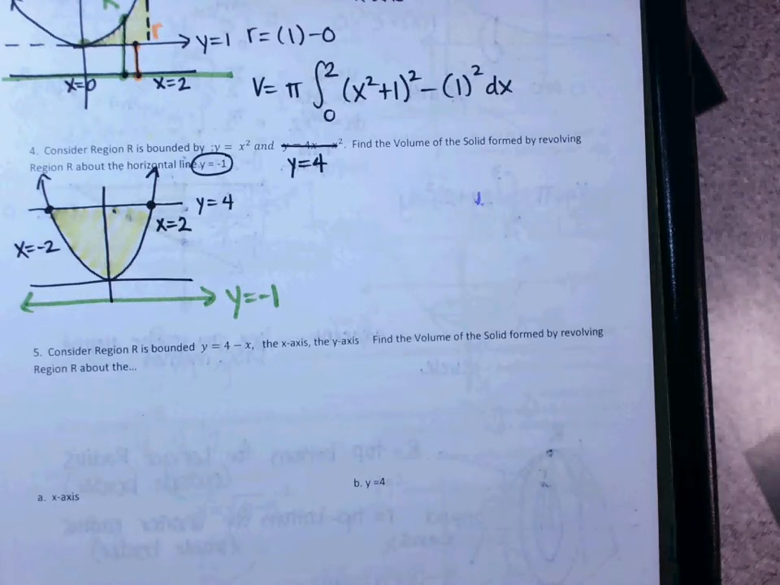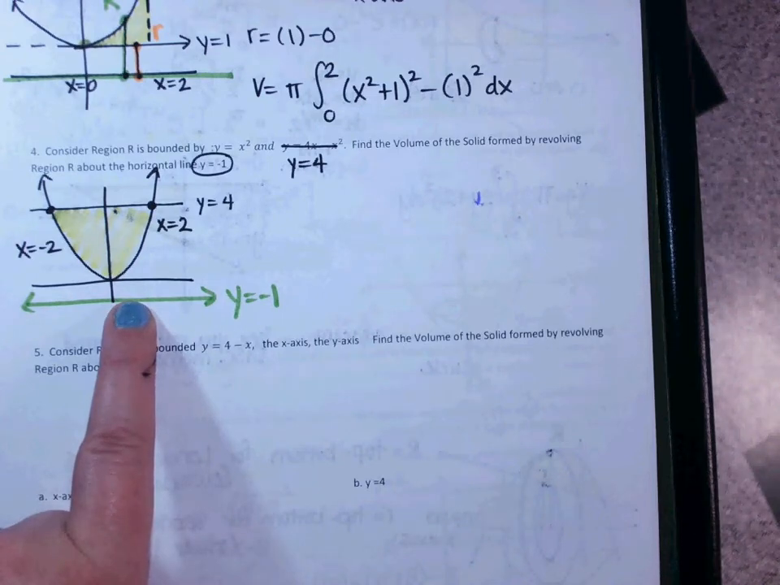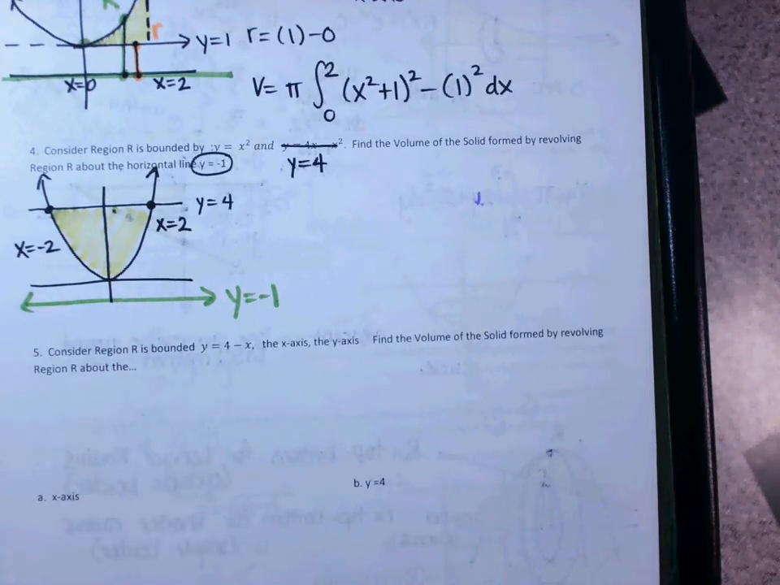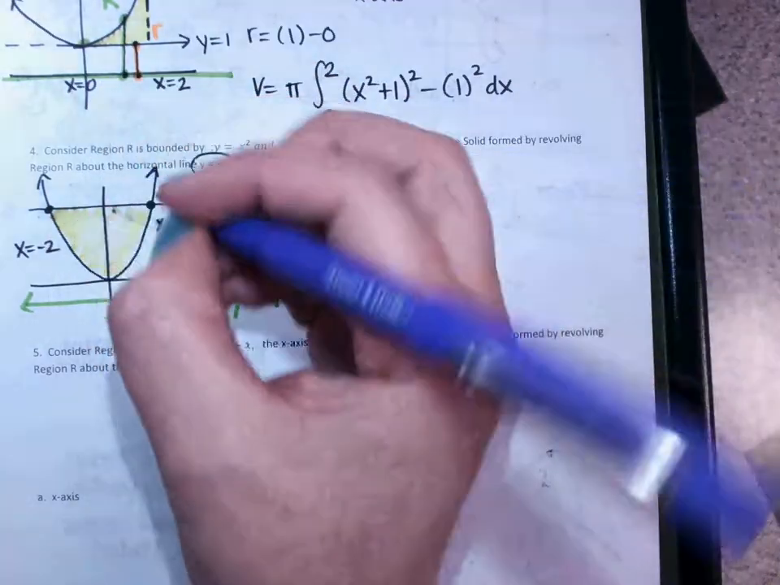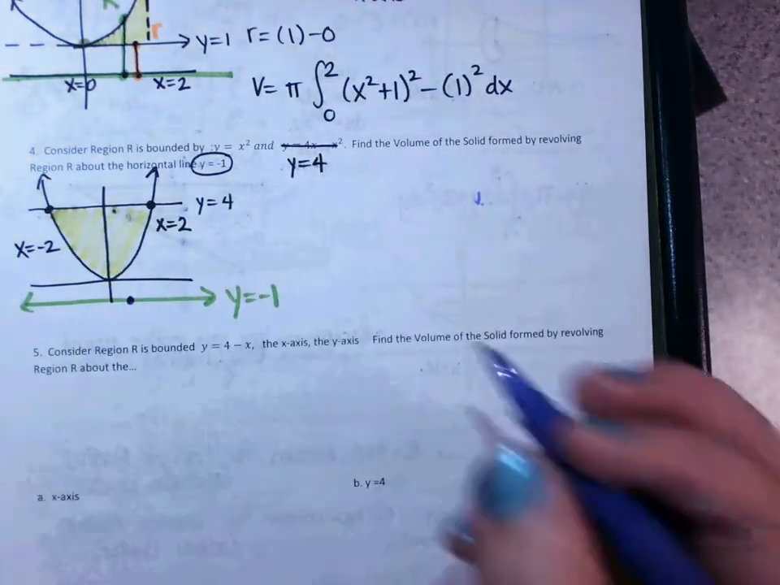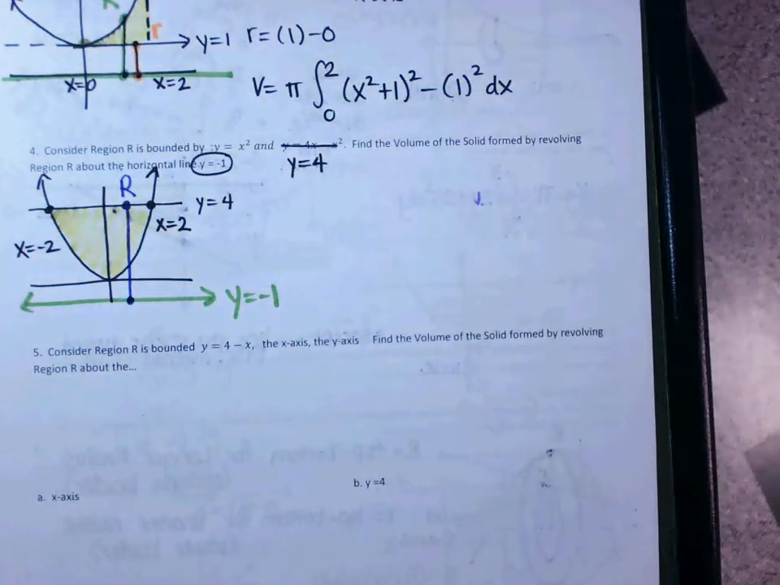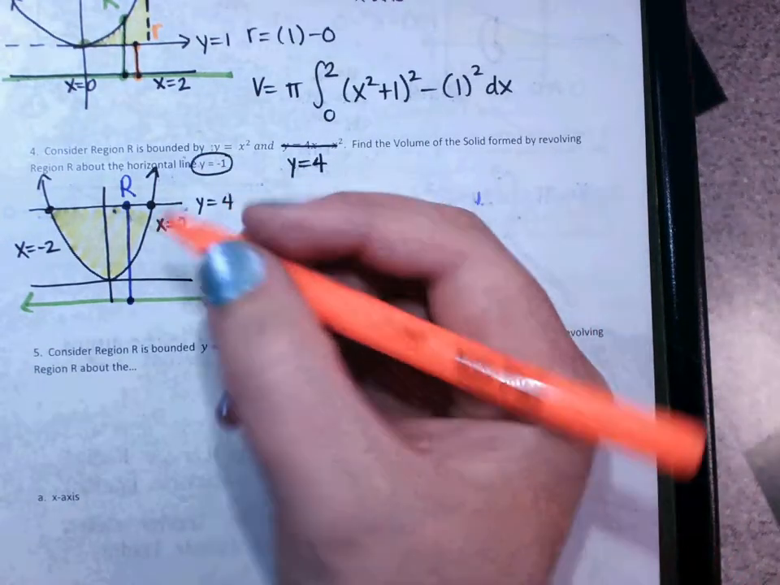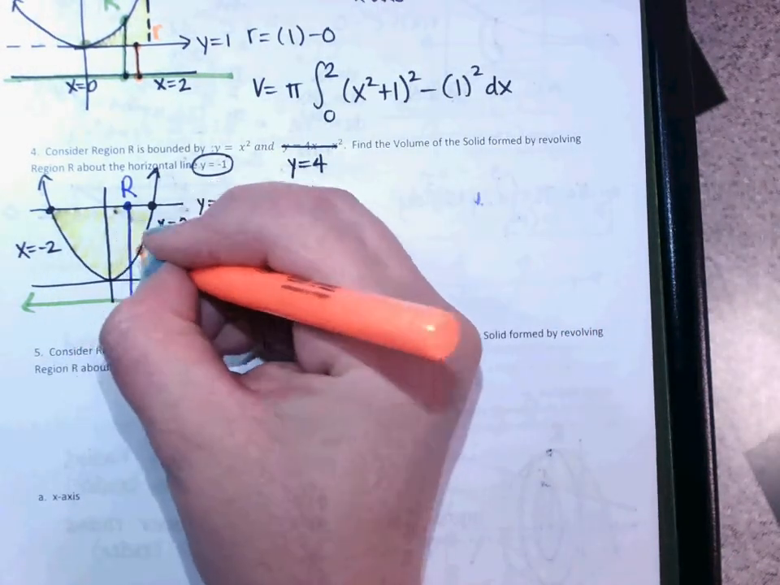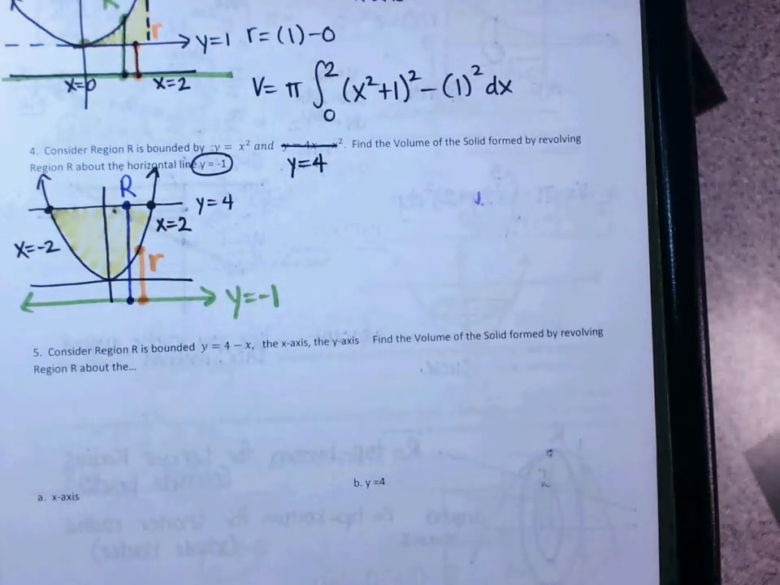Draw for me 2 r's. One r should go from the green line to the farther away border, and the other r should go from the green line to the closer border. I'll give you a minute to think about it, and then draw them on your paper. So capital R should go from the axis of revolution that you're revolving around to the farther away line. That's capital R. Then your little r should go from the green line to the inside function. But do you notice they're both top minus bottom?